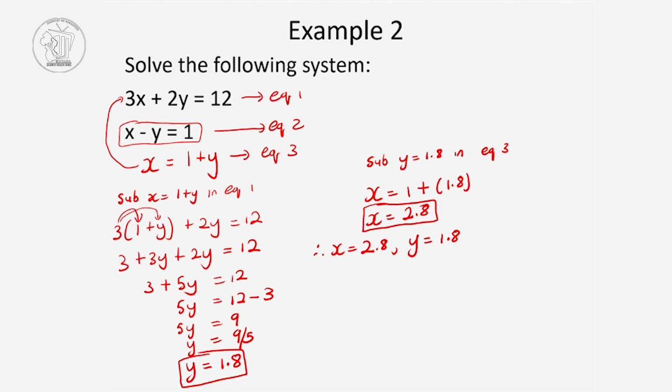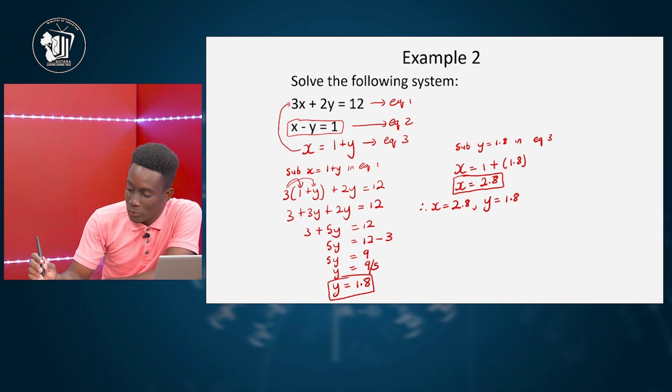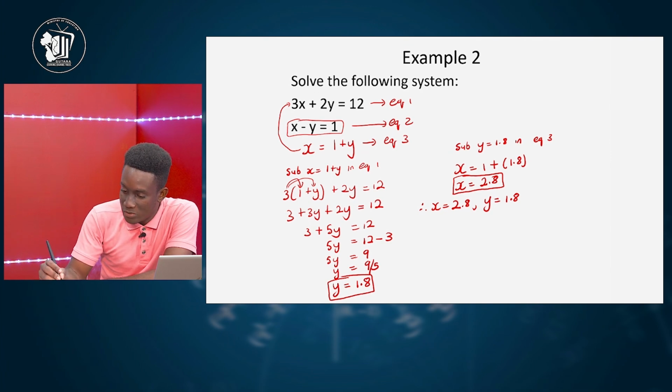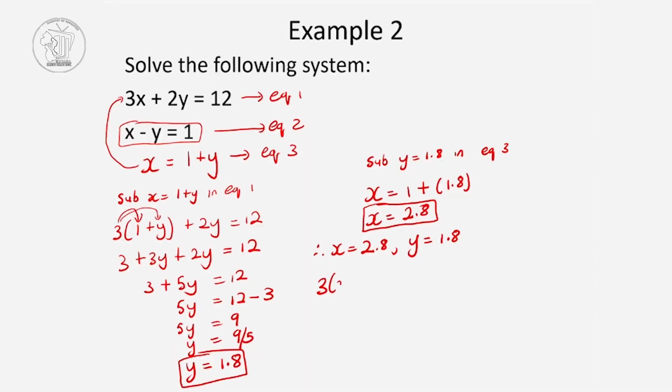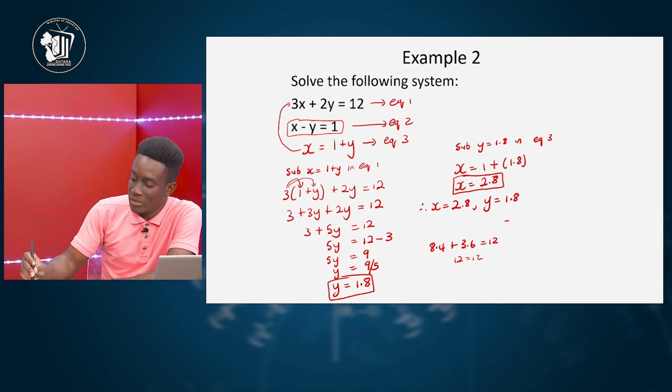So now we can do the nice part, which is to check to make sure that what we did was correct. So we can substitute both of these into both equations. So let's use equation 1. So we say 3, instead of x, we'll say 3 times 2.8 plus 2 times 1.8. That should give you 12. So 3 times 2.8 will give us 8.4 plus 2 times 1.8, that will give us 3.6, and that should be equal to 12. So 8.4 plus 3.6 will give us 12. So 12 is equal to 12. So that checks out.